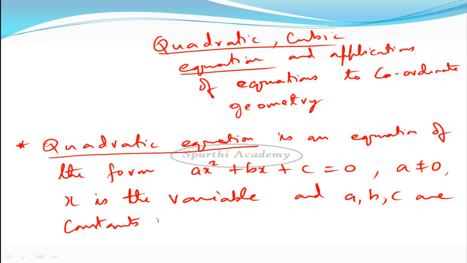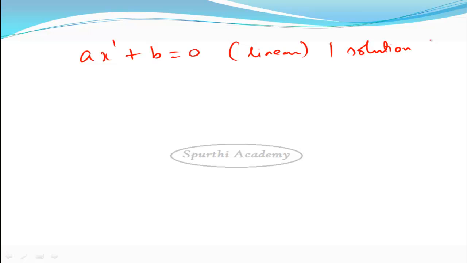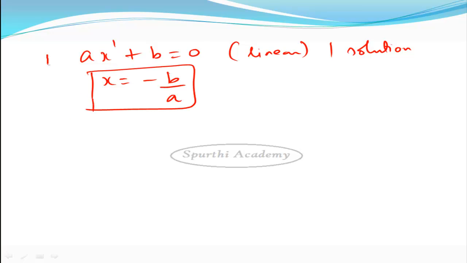See, you have learnt already about the linear equation. So linear equation means what? If you have a x power 1 plus b is equal to 0, this is called a linear equation, which you have seen has one solution. x is what here? Send that b to the right side, it becomes minus b, then send the a to the right side, it becomes minus b by a. So you have only one solution for this linear equation, right? Linear means it represents a straight line.